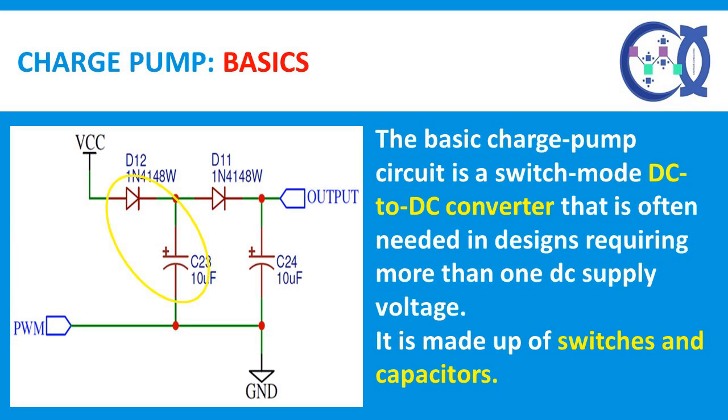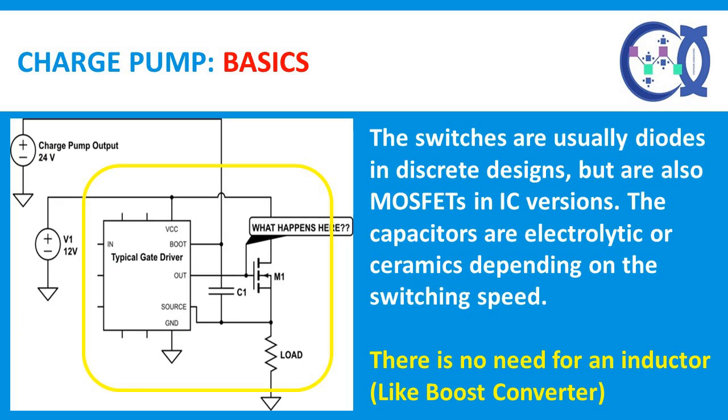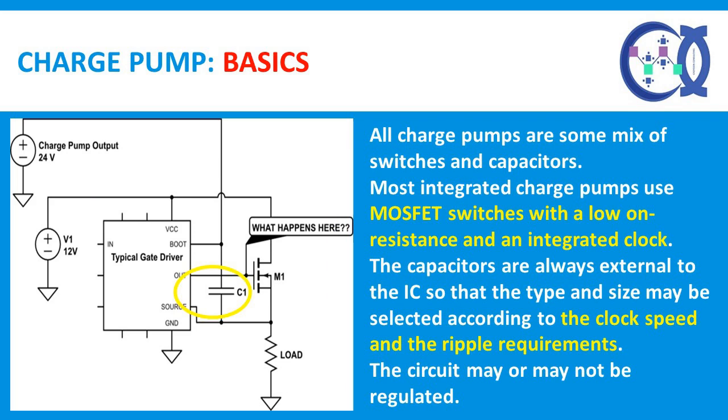Basics of charge pump. The basic charge pump circuit is a switch mode DC to DC converter that is often needed in designs requiring more than one DC supply voltage. It is made up of switches and capacitors. The switches are usually diodes in discrete designs, but are also MOSFETs in IC versions. The capacitors are electrolytic or ceramics depending on the switching speed. There is no need for an inductor. All charge pumps are some mix of switches and capacitors.